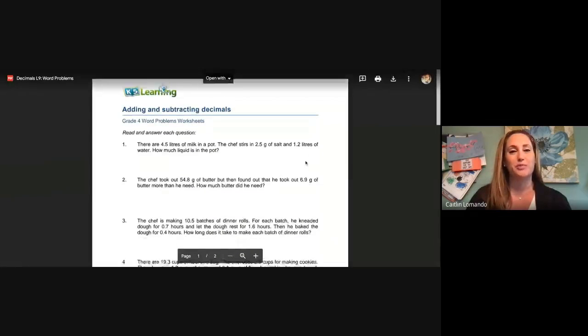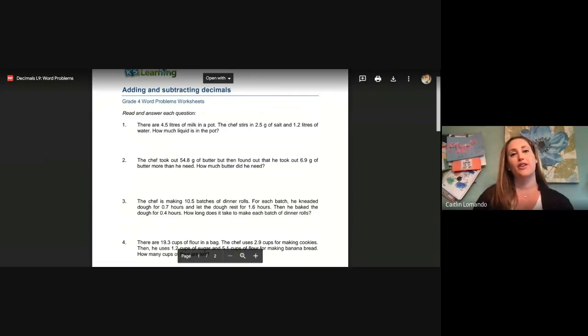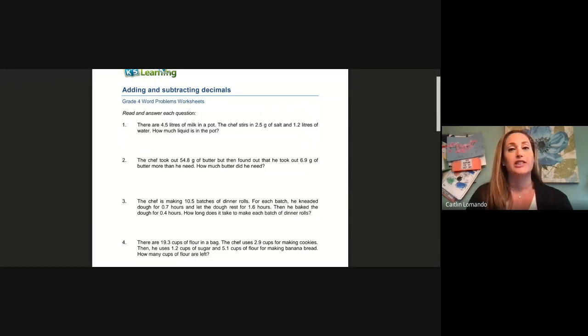Here is our first problem. It reads, there are 4 5/10 liters of milk in a pot. The chef stirs in 2 5/10 grams of salt and 1 2/10 liters of water. How much liquid is in the pot?